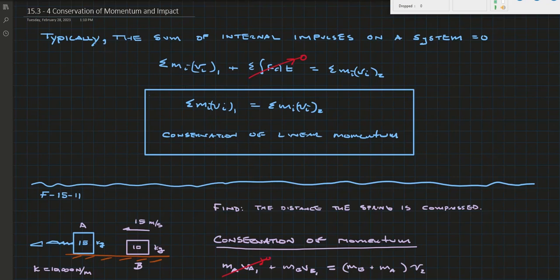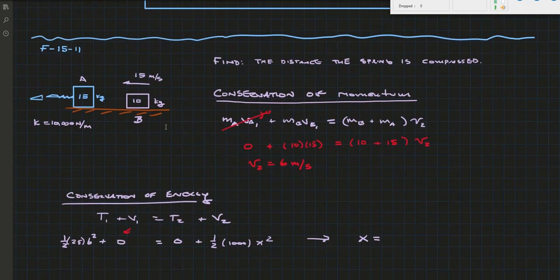Okay, so typically the sum of internal impulses on a system equals 0. This means for our impulse momentum formula that we're using, we can eliminate this term, and we end up with the sum of the initial momentum equals the sum of the final momentum. This is called conservation of linear momentum. So let's look at an example associated with this.